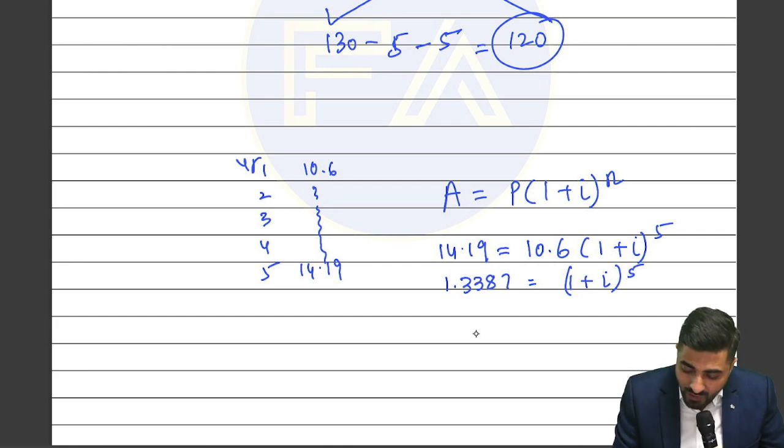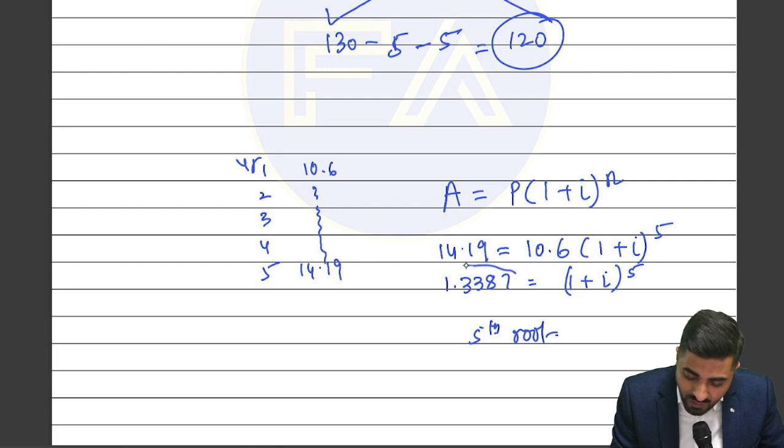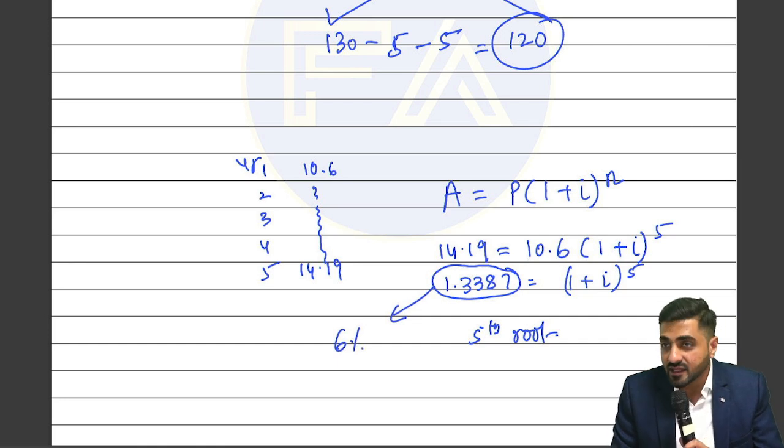So now I have to calculate the fifth root. Now in the examination, they will always give you the figure that this is at 6% growth rate. But if they don't give it to you, then what should you do? Now we have to calculate the fifth root on our normal calculator.